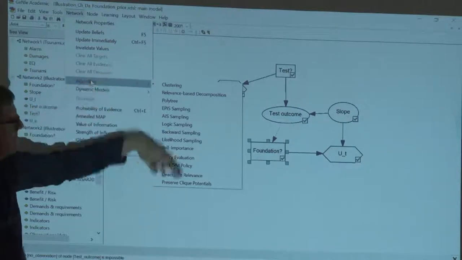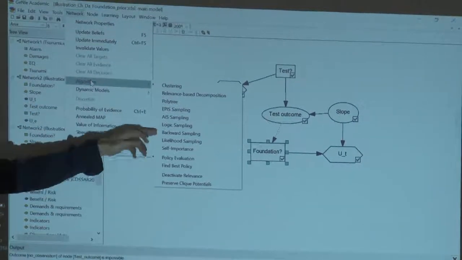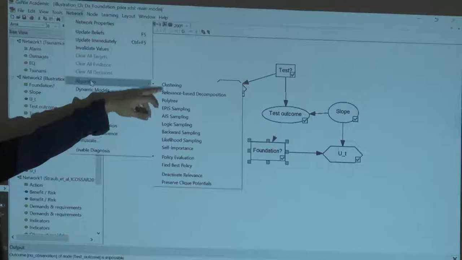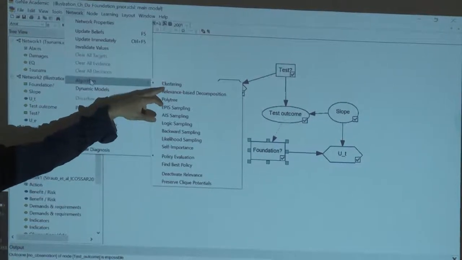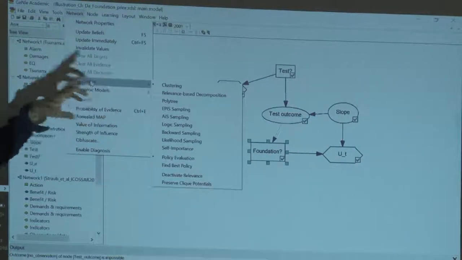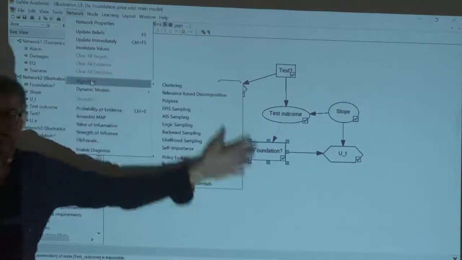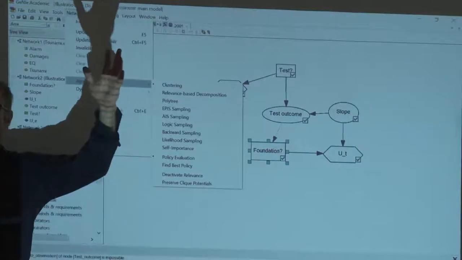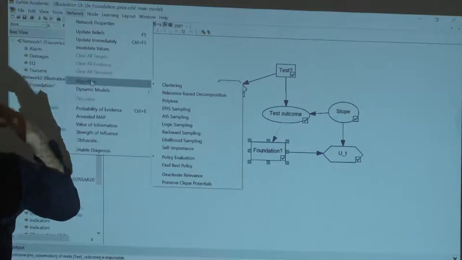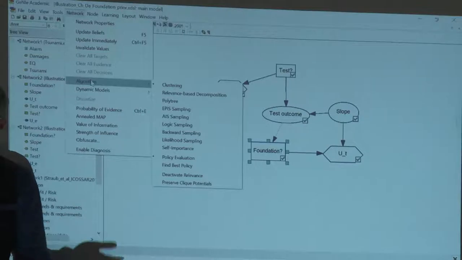Some of them, likelihood sampling, I mentioned yesterday. These are the exact ones that I also showed yesterday. Those are algorithms that solve the Bayesian network problem. To solve the influence diagram, it basically just solves all the branches of the decision. It creates the decision tree and checks all the branches.